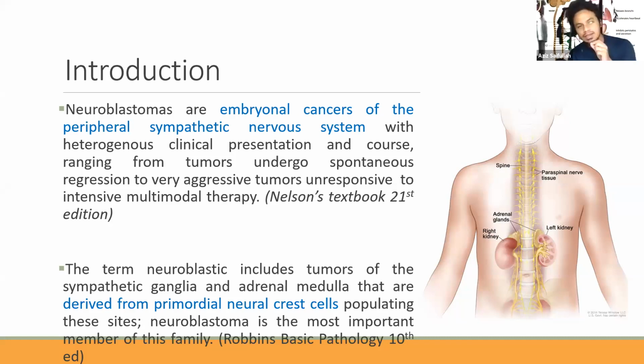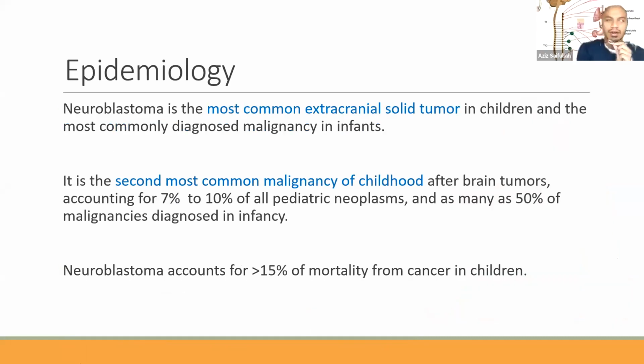Okay, next. The epidemiology is that neuroblastoma is the most common extracranial solid tumor in children, and second most common after brain tumors. It accounts for more than 15% of mortality from cancer in children, usually due to late diagnosis, because after this we'll discuss why the delay in diagnosis. Next.